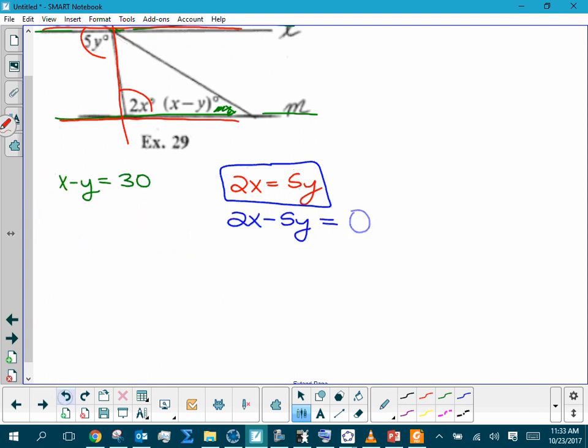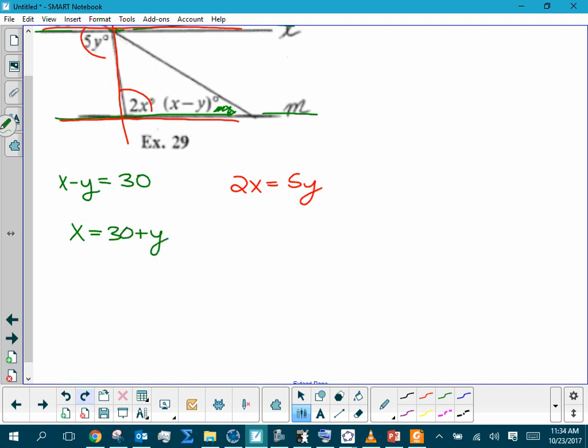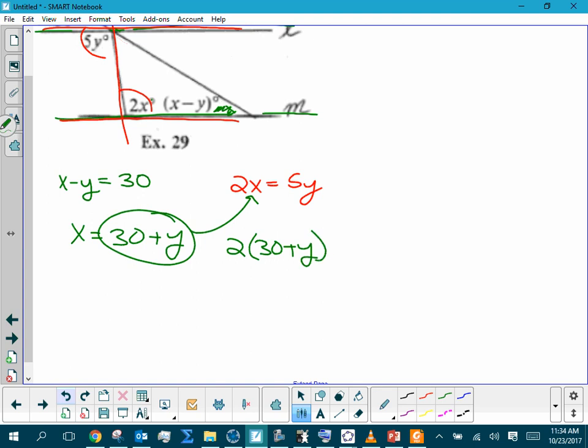Would you guys agree that using this green equation, x is going to be the same thing as 30 plus y? So now can I take that? X is equal to 30 plus y. Can I take that 30 plus y and put in for that x right there? So now I have 2 times 30 plus y is equal to 5y. So 60 plus 2y equals 5y. Yep. Subtract 2y.